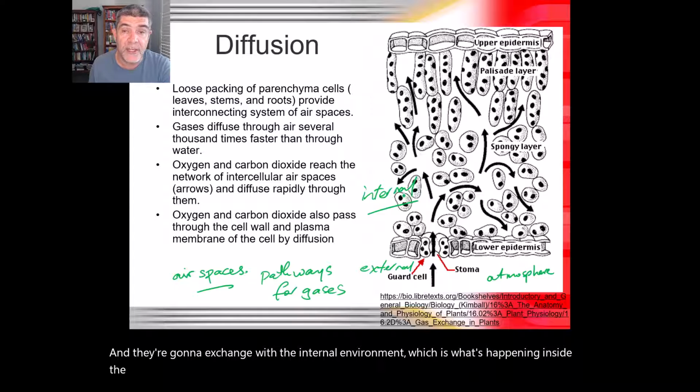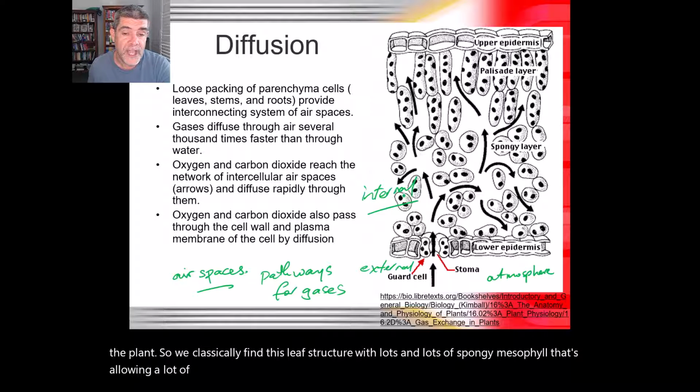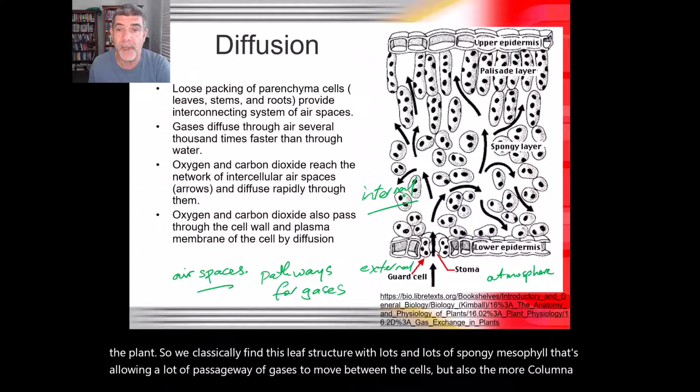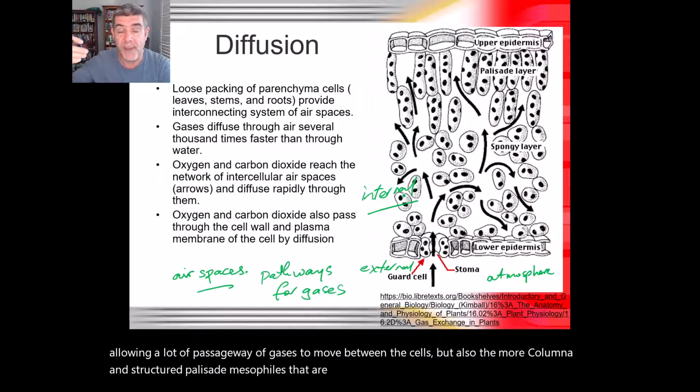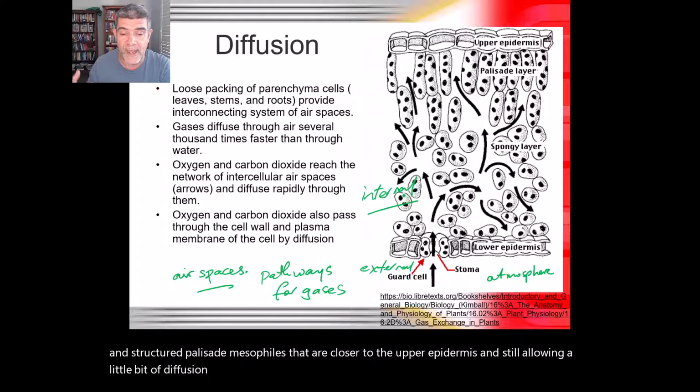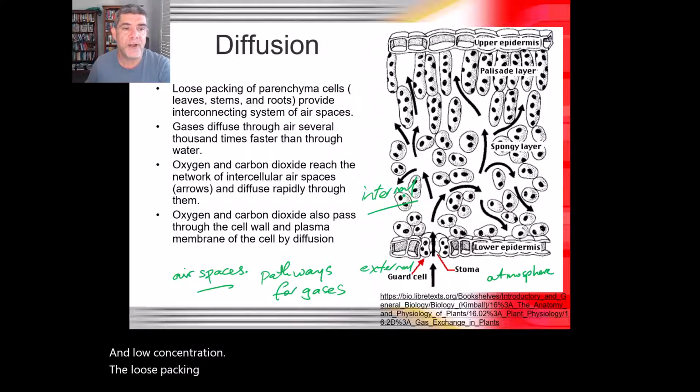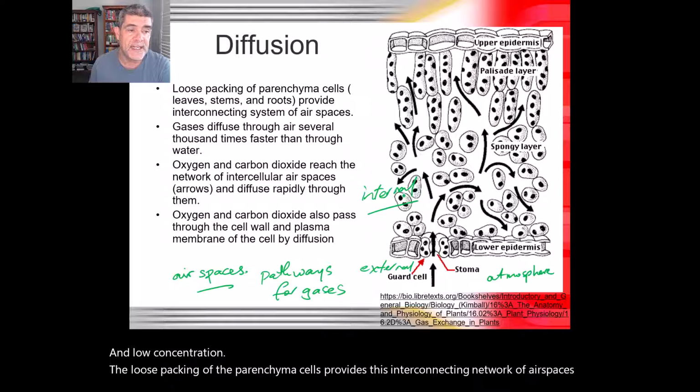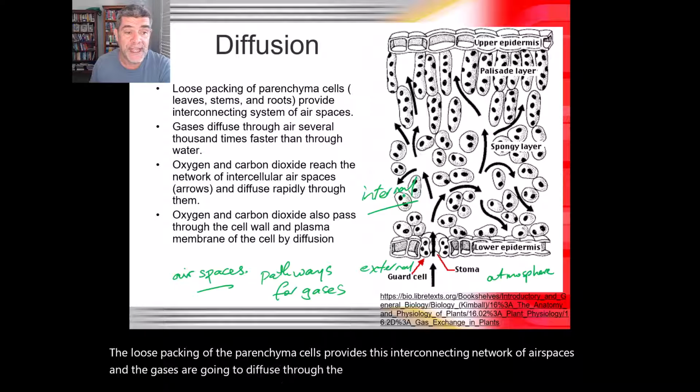So we classically find this leaf structure with lots and lots of spongy mesophyll that's allowing a lot of passageway of gases to move between the cells, but also the more columnar and structured palisade mesophyll that are closer to the upper epidermis, still allowing a little bit of diffusion of gases from areas of high concentration to low concentration. The loose packing of the parenchyma cells provides this interconnecting network of air spaces, and the gases are going to diffuse through the air several thousand times faster than they do through water.